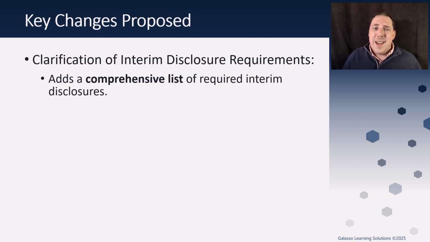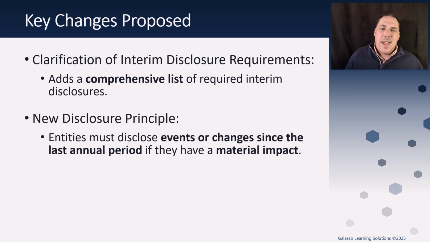So the first one is a clear list of required interim disclosures is being introduced to provide clarity on what must be reported. And as someone who once planned to make a grilled cheese sandwich for dinner and forgot bread at the store, I can confidently say a solid list of requirements prevents unnecessary meltdowns. This clarity is going to make sure that we don't miss any key disclosures as part of the interim financial reporting process.